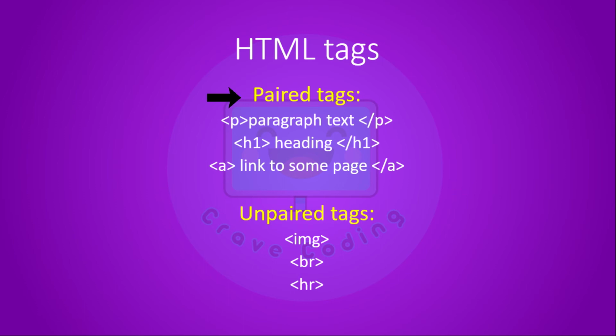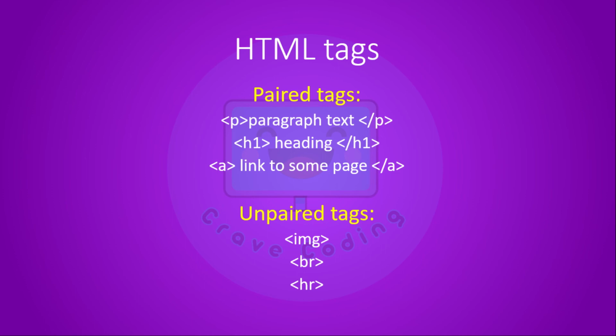As an example of paired tags, there is the p tag, which stands for paragraph text. Now, you need this tag if you want to write a paragraph in your web page. And the h1 tag is about a heading. Now, there are 6 types of headings: h1, h2, h3, etc. The difference between those headings is their size. There is also the a tag, which is actually a link that heads to a web page.